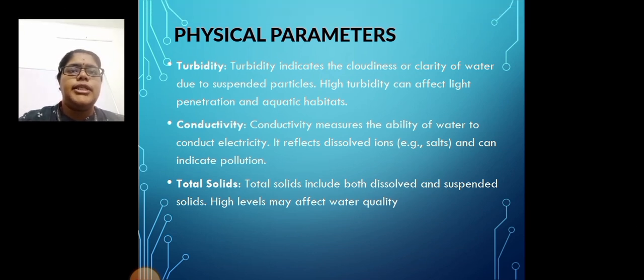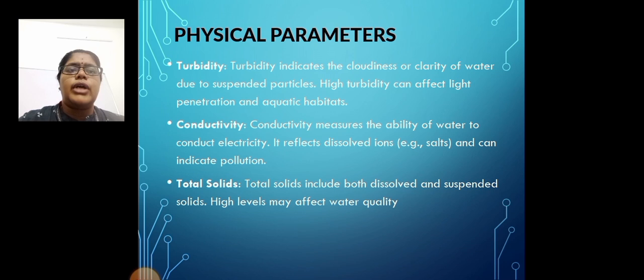Next is the turbidity. So turbidity indicates the cloudiness or the clarity of water. That is, the water will have a few suspended particles present in it. So there will be a cloud present in the water. High turbidity can affect the light penetration and the aquatic habitat.